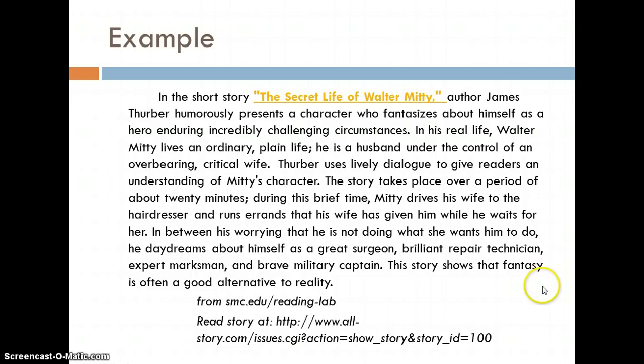And then finally, the concluding sentence. The story shows that fantasy is often a good alternative to reality. So here we have a very brief and concise summary, but it gives us a very good idea of what exactly happens in the story.